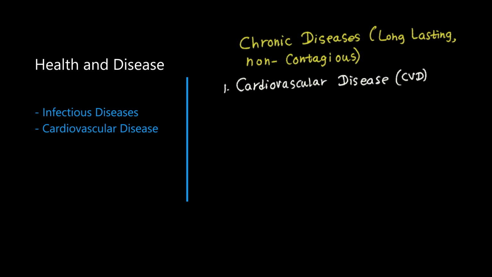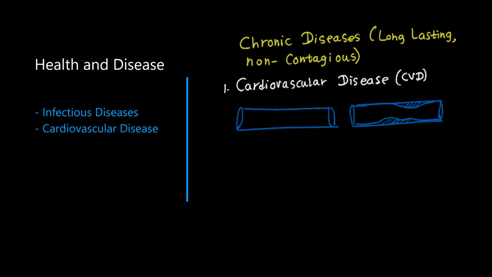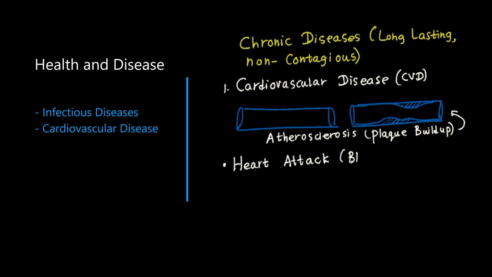Your C458 OA exam will expect you to be familiar with the major ones. Cardiovascular disease is an umbrella term for conditions affecting the heart and blood vessels. The most common form is coronary artery disease, or CAD. This is caused by a process called atherosclerosis, which is the buildup of cholesterol-laden plaque inside the arteries, narrowing them and restricting blood flow. If a piece of this plaque ruptures, a blood clot can form and completely block the artery, leading to a heart attack.